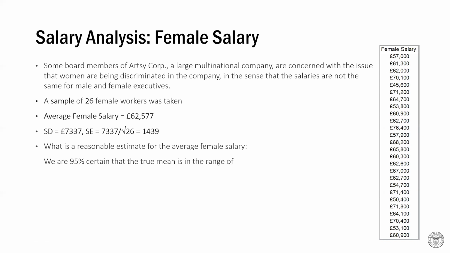So we are 95% confident that the true value is in the range of mean plus or minus 2.06 times SE, equal to 62,577 minus 2.06 times 1,439, comma, 62,577 plus 2.06 times 1,439, which is equal to 59,613, 65,541.